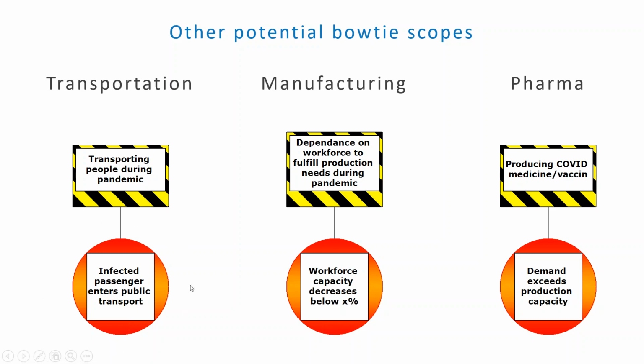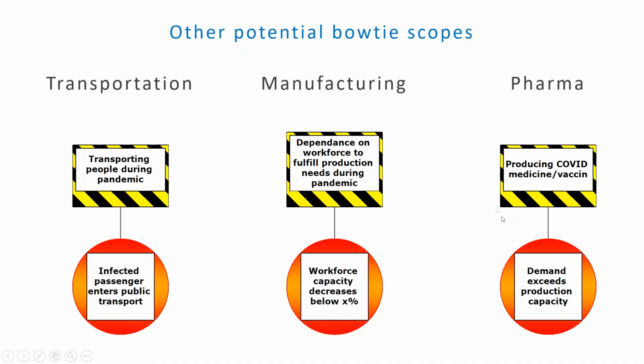And of course, deriving from that normal operation would be an infected passenger entering public transport. That also goes for manufacturing, the dependence on your workforce to fulfill the production. And of course, your top event would be the capacity decreases below a certain percentage that you will need in order to have all your production satisfied.